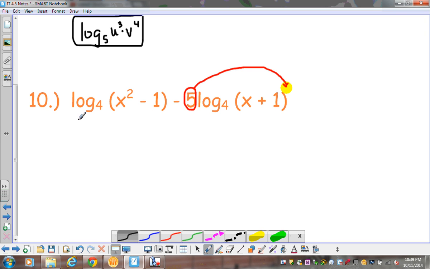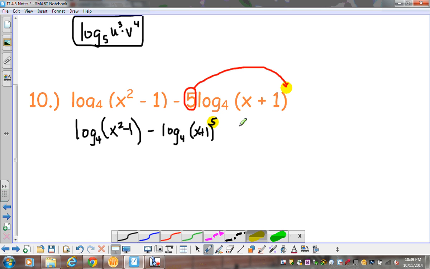So let's just write that first part out first. So I've got log base 4, put the 4 there, of x squared minus 1, minus, again, that 5 moves to the exponent, so it's no longer out front, so minus log base 4 of x plus 1 to the fifth. So again, that 5 now becomes my exponent.